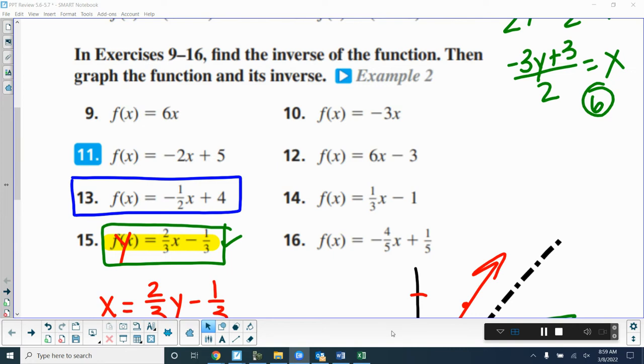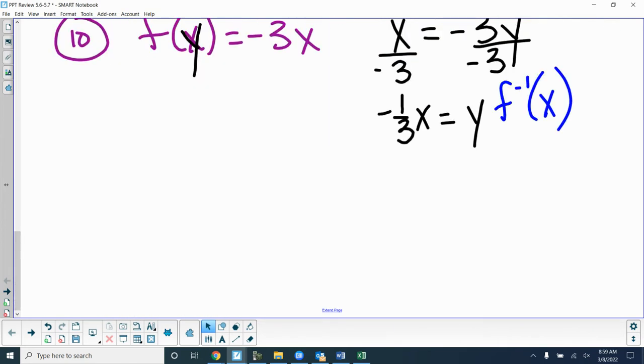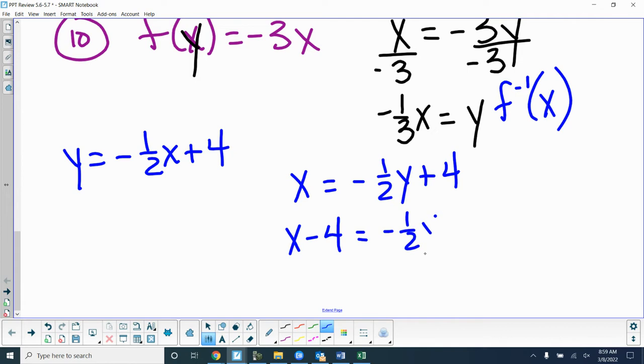All right. So, negative 1/2 x plus 4. Okay, so there's our original function, right? So I have to rewrite it as y, the y as x, and the x as a y, right? So what do I do first? Take the 4 and get it to the right. Subtract 4, good. Then what? You have to multiply by the reciprocal.